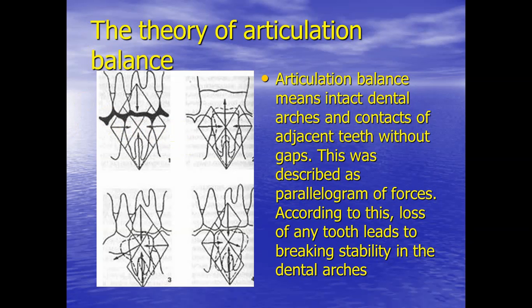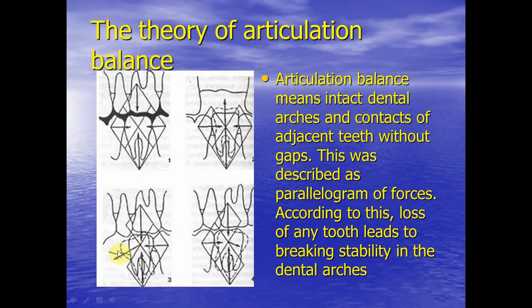So if one of the teeth is lost, the result of this parallelogram of forces makes the tooth erupt. These sagittal plane forces are still balanced, but the force coming from the growth of periodontium makes the tooth come out of the dental arch and become taller.